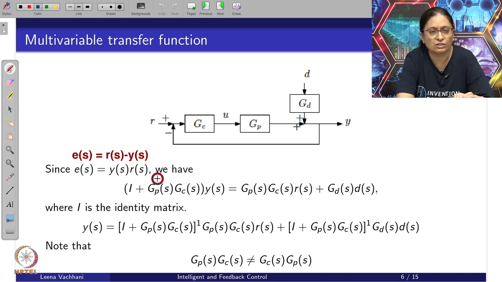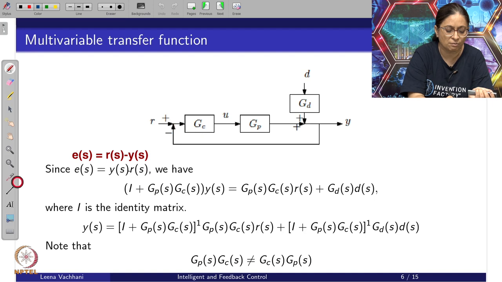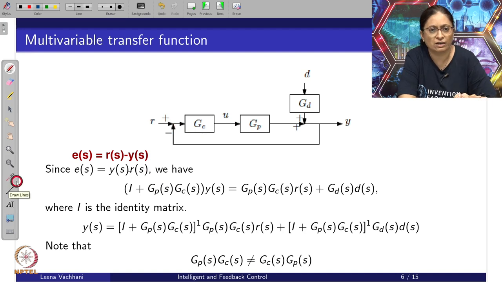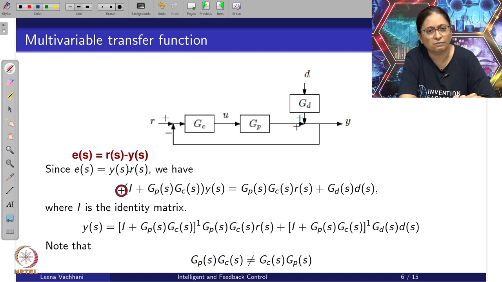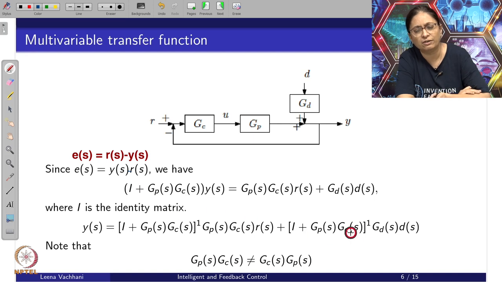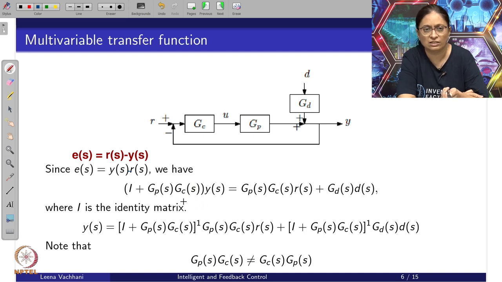We can say E of s is equal to Y of s minus R of s, which is my error function over here. Sorry, this is the minus part over here, Y minus R. So we can write it in a similar way, substituting Y of s in terms of U and R in terms of U. When we simply write it in terms of the signal flow, we can say this turns out to be similar to the SISO system form.